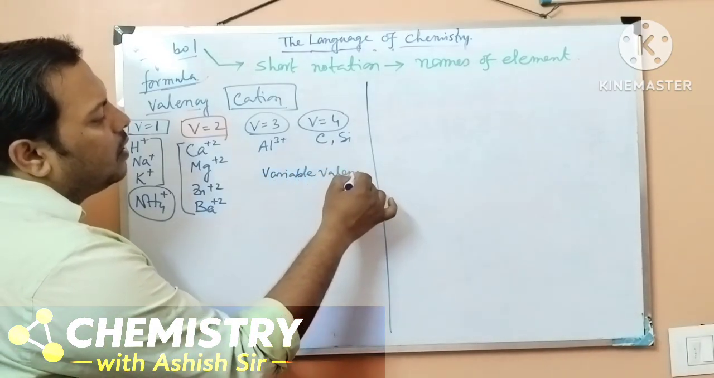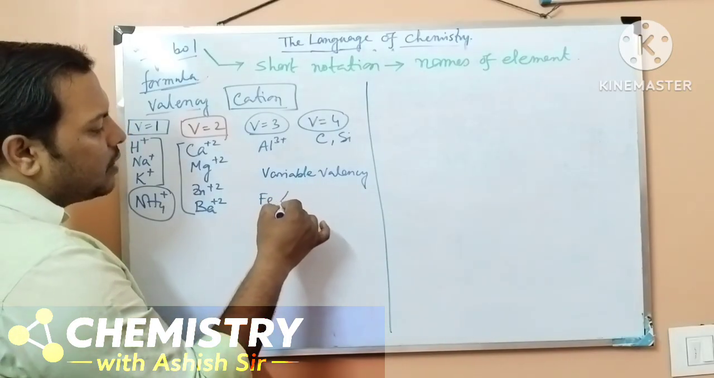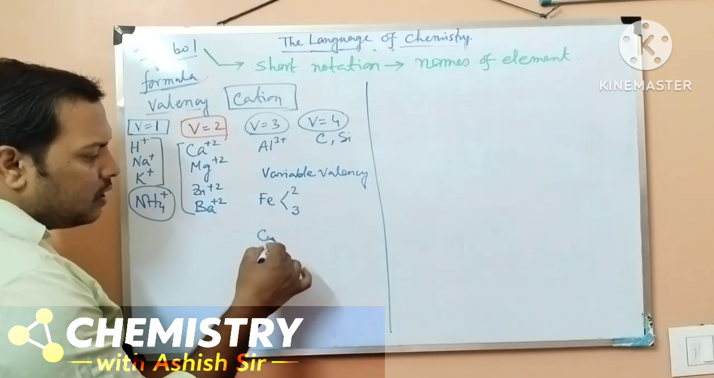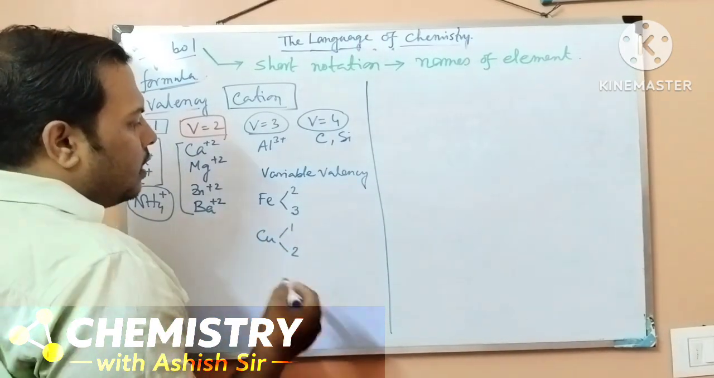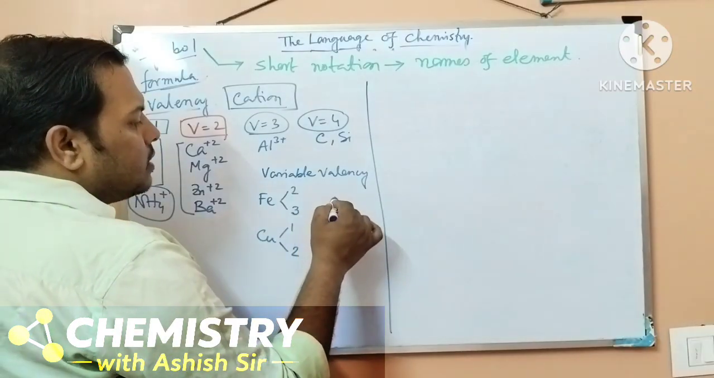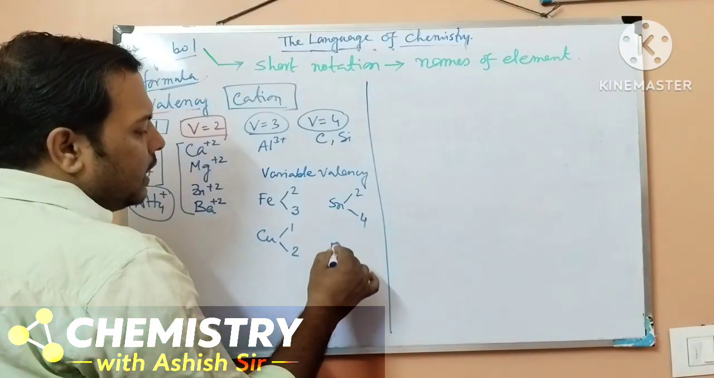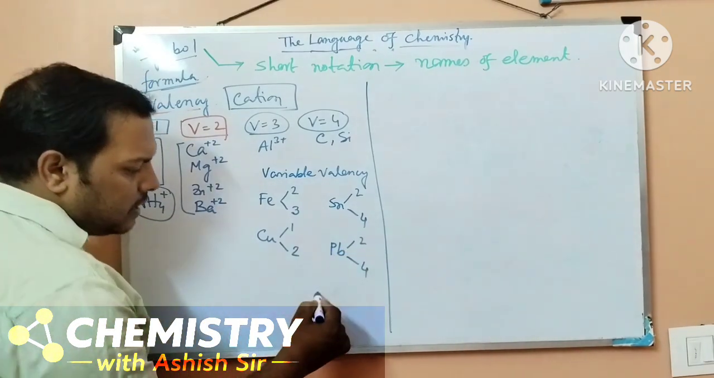Variable valency. What are they? Remember this one: iron has valency 2 and valency 3. Copper, valency 1 and valency 2. Then tin, valency 2 and 4. Lead also 2 and 4, etc.